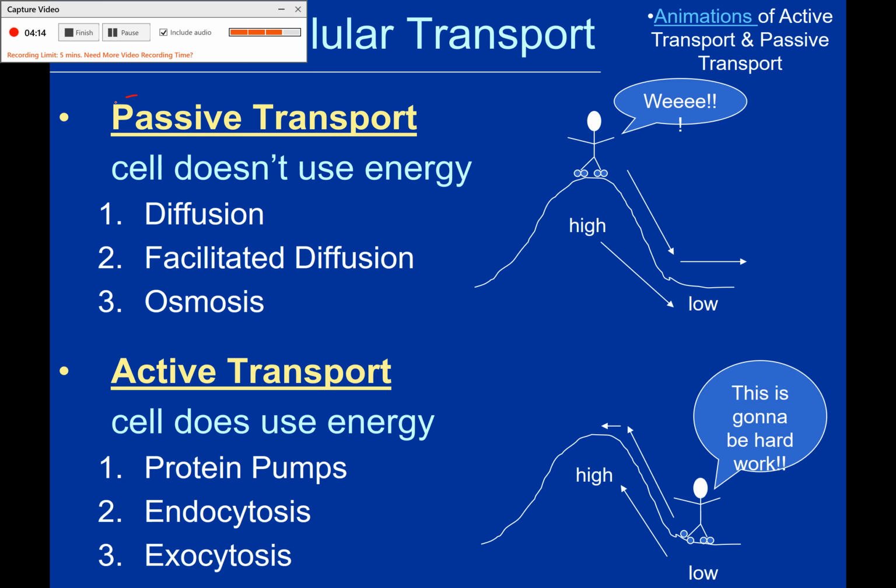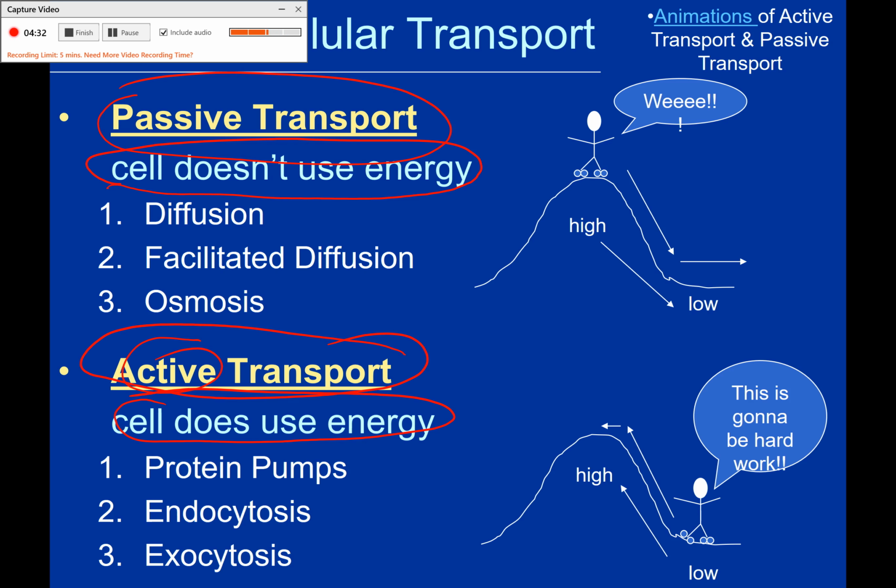You have two types of transport. You have passive. What I want you to write down is this: does not require energy. And then you have active transport, and active does require energy. It's kind of simple to remember, because if you're very active, you use a lot of energy. If you are passive, you really don't use a ton of energy, right?